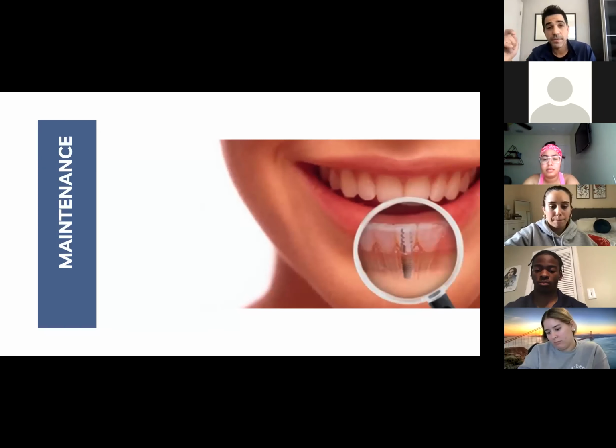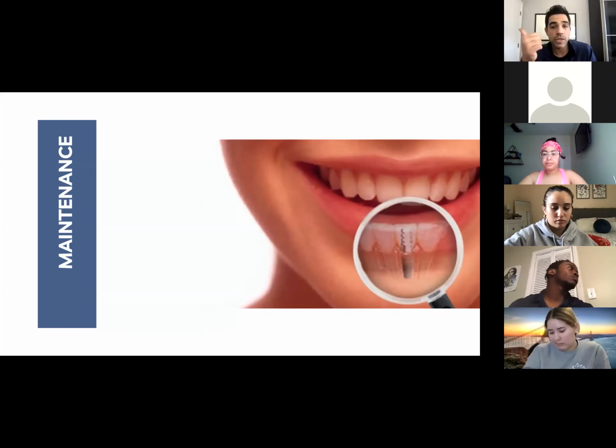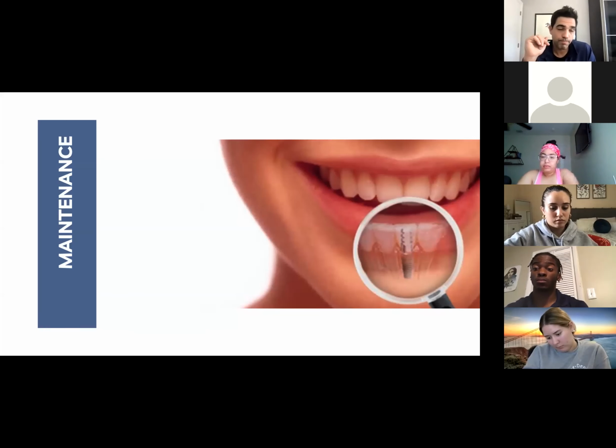Then we have maintenance, right? Some people think that implants are bulletproof. They're not. They require really, really excellent hygiene and maintenance. They need to be periodically evaluated by a dentist, to make sure that we're not losing any bone around that implant, and that we're keeping it clean. They're very susceptible to inflammation. Right? So the same way we can lose natural teeth with periodontitis, we can lose implants with peri-implantitis. All right, so we need to stay on top of them.